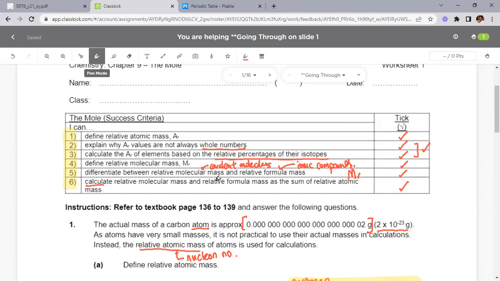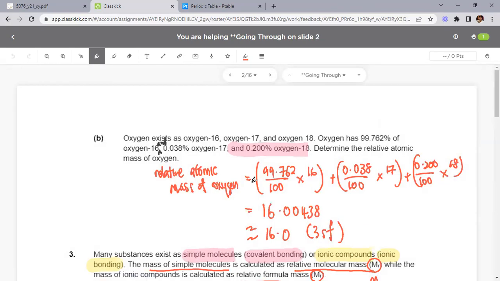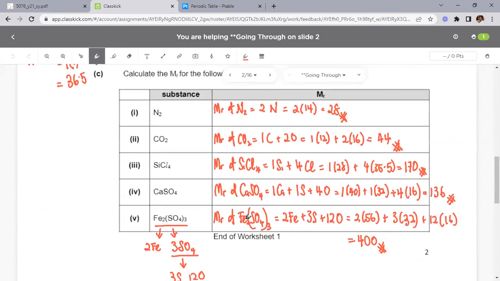So these 6 objectives are the things that we have done, and you should be able to do them after going through these worksheets. Worksheet 1 deals a lot with the basics of how to calculate what we call the relative atomic mass, relative molecular mass, and relative formula mass. In short, Ar and Mr. Right now it's 11:13. I will just push through to the next worksheet. We're going to cover a little bit more.